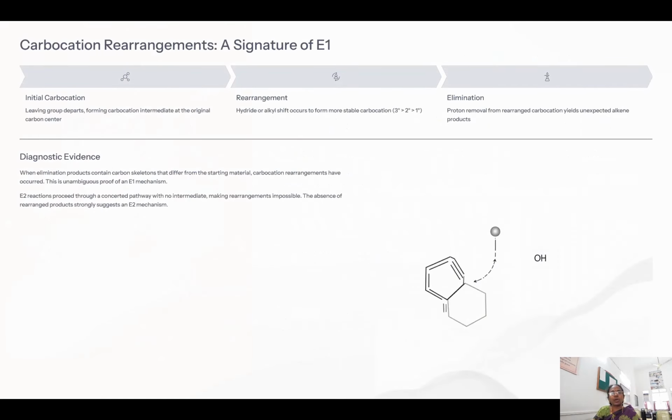So carbocation rearrangement is a signature of the E1 reaction, not the E2 reaction. So the initial carbocation, second is rearrangement, and third is elimination can occur.